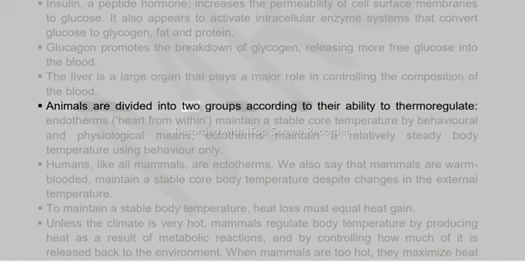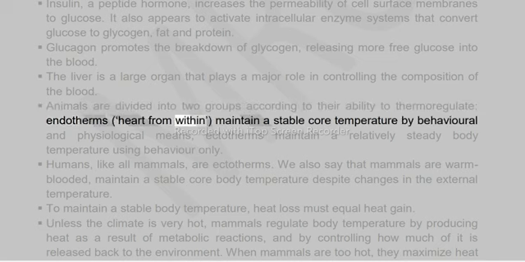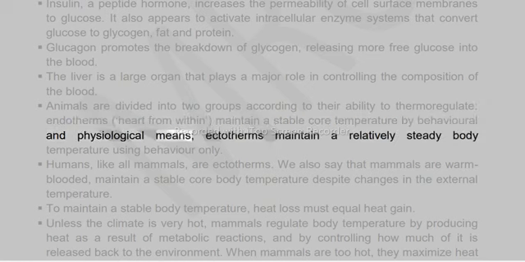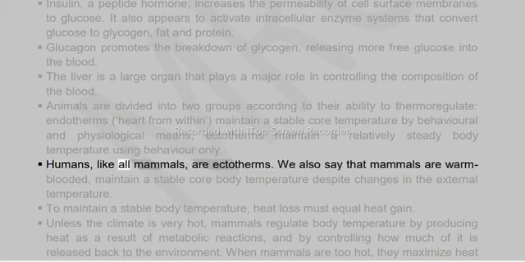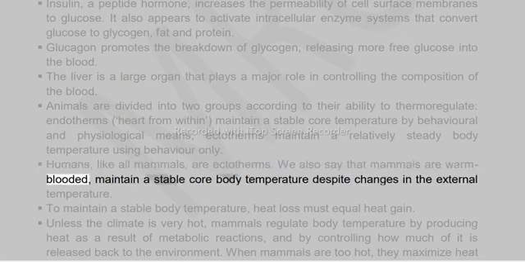Animals are divided into two groups according to their ability to thermoregulate. Endotherms, heat from within, maintain a stable core temperature by behavioral and physiological means. Ectotherms maintain a relatively steady body temperature using behavior only. Humans, like all mammals, are endotherms. We also say that mammals are warm-blooded, maintaining a stable core body temperature despite changes in the external temperature.